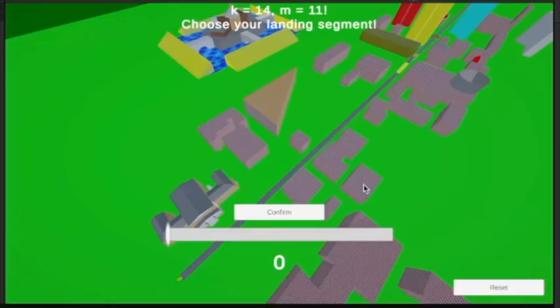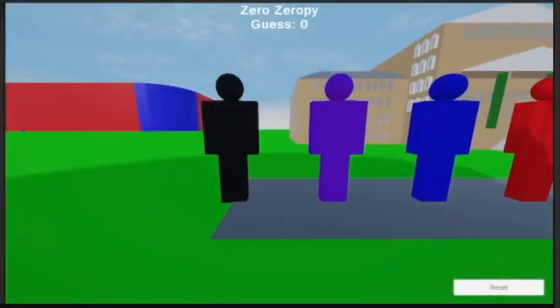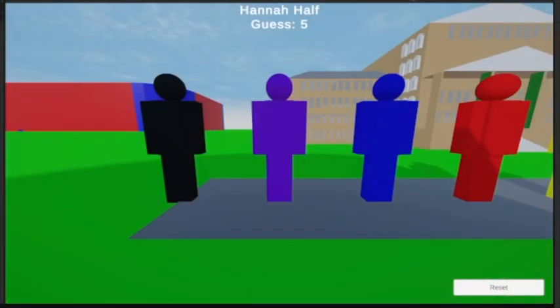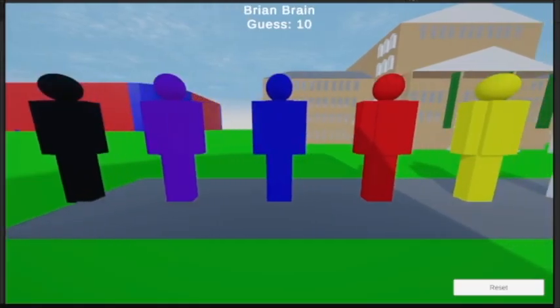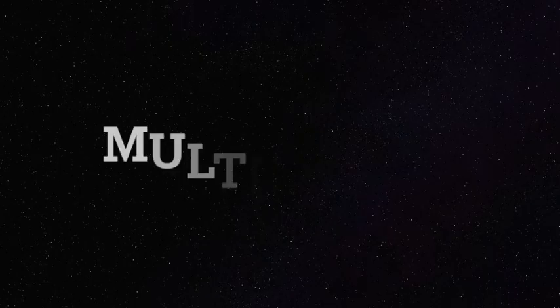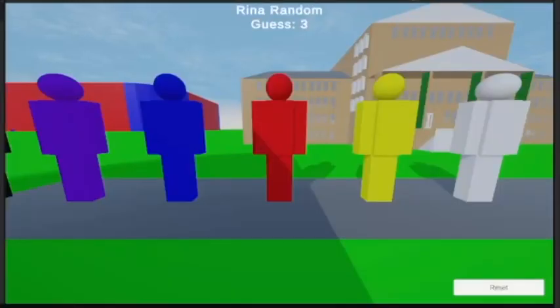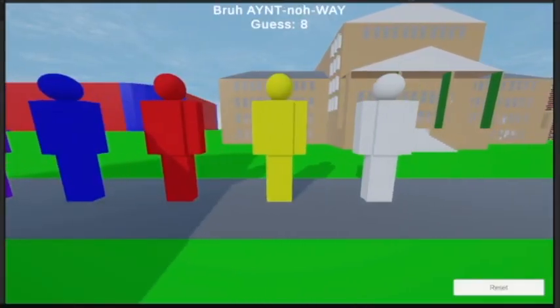So far, almost all of these strategies were one-round strategies. They only looked at the current values of M and K. But Alien Party is actually a repeated game over many rounds. And that raises an important question: what if the previous rounds contain information? This leads us to the copy strategies.